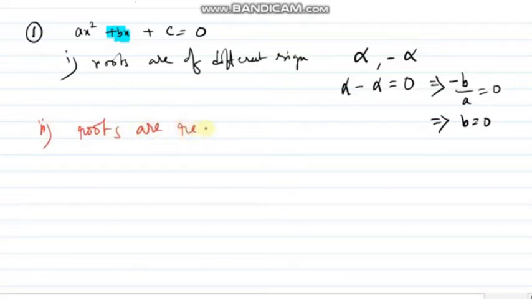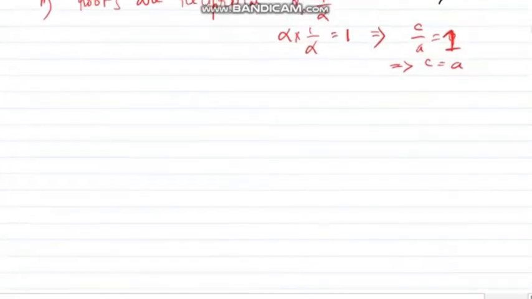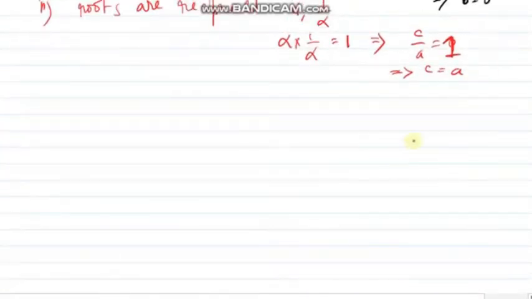My second one is if roots are reciprocal. Roots are reciprocal, that means if one root is alpha, another will be 1 divided by alpha. So the product of the roots equals 1. And what is the product of the roots? That is c divided by a. So can we write c divided by a is equal to 1? So can we write c equals to a? So if the roots are reciprocal, then the coefficient of the constant term and the coefficient of x square are equal.